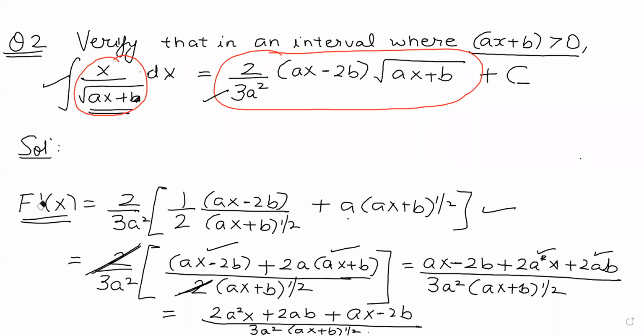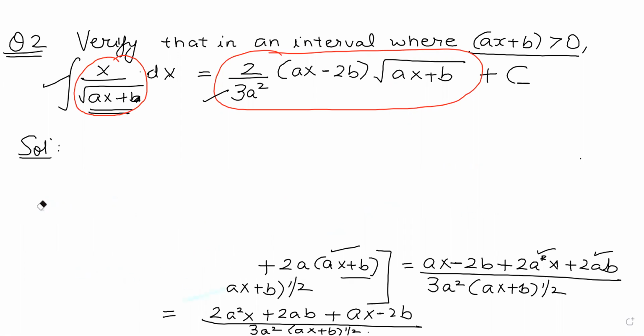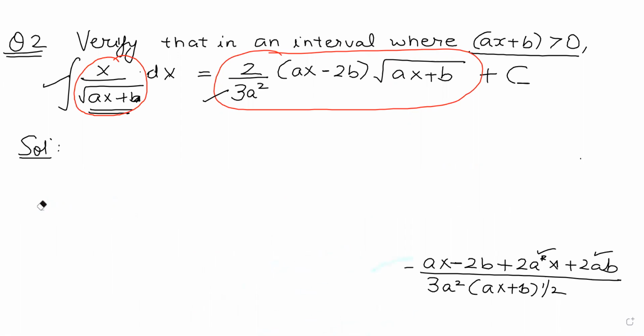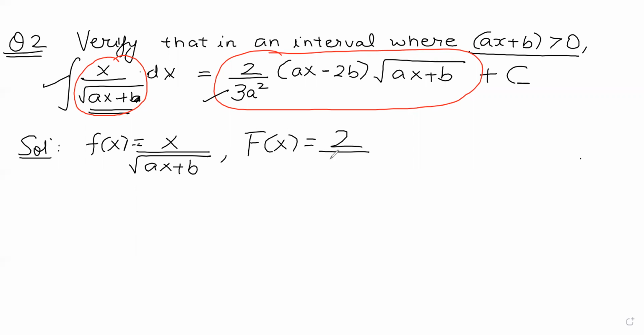Okay, so guys, let's solve this question again, because some error has been made somewhere, because of which the answer is not coming out the way we want. So let's go back to solving this question from the beginning. We are given small f of x, which is x upon the square root of ax plus b, and capital F of x is 2 upon 3a square times ax minus 2b times ax plus b to the power half. Let me solve the question first, and then we can come back for doubts.